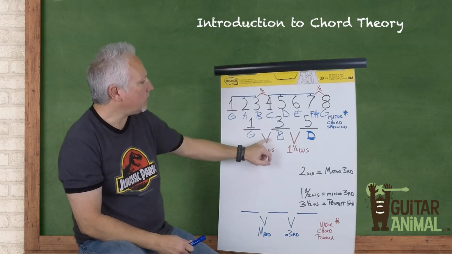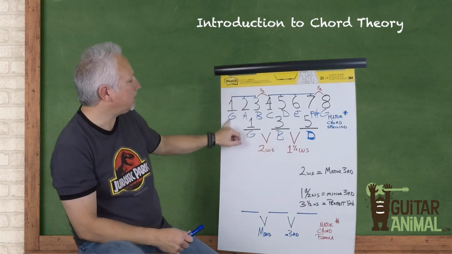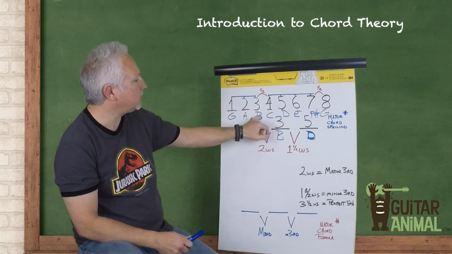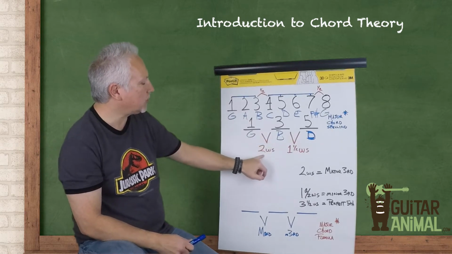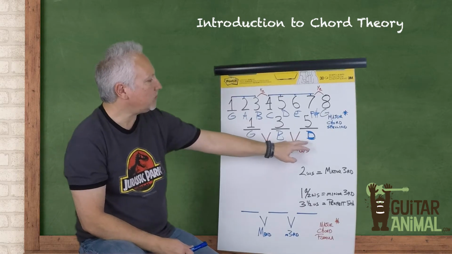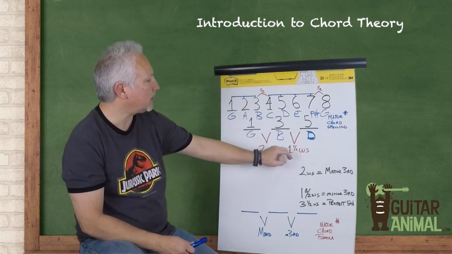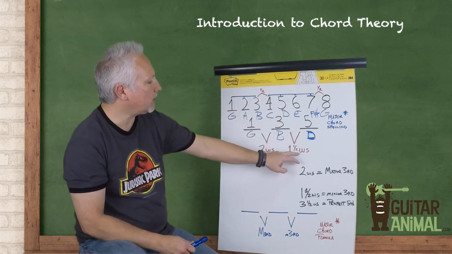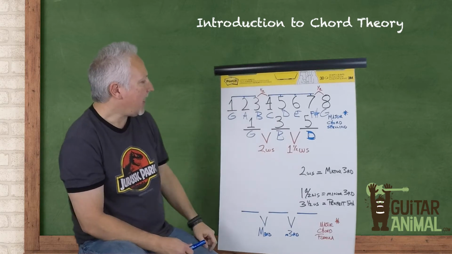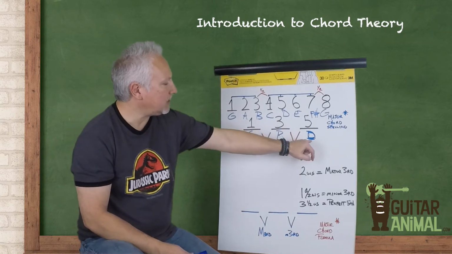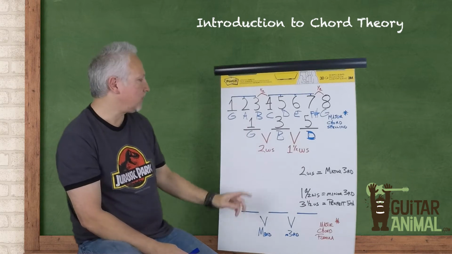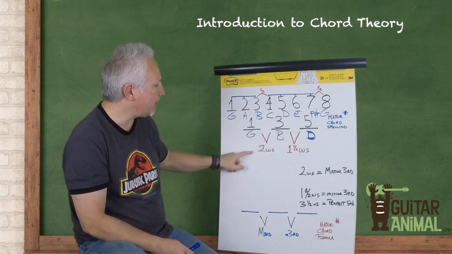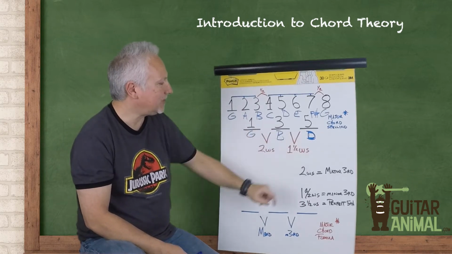From the 1 note to the 3 note is 2 whole steps. It would be G to A is 1, A to B is 2. So G to B is 2 whole steps. From the B note to the D note is 1.5 whole steps. See, B to C is a half step, and C to D is a whole step, so 1.5 whole steps. And of course, from the G note to the D note would be 3.5 whole steps. 2 plus 1.5 would be 3.5 whole steps from the G to the D.